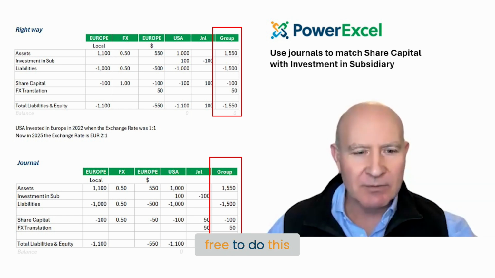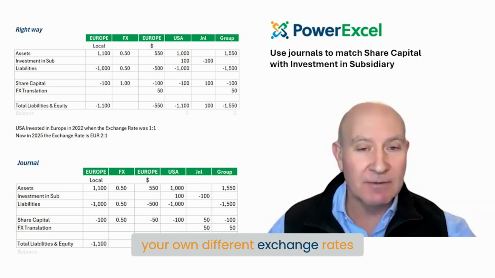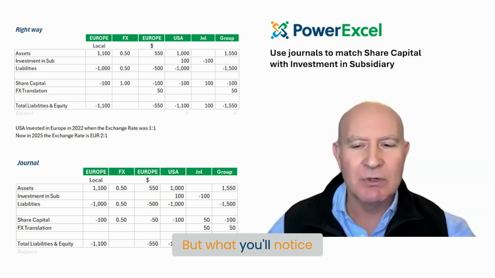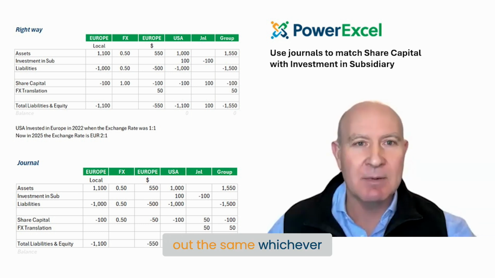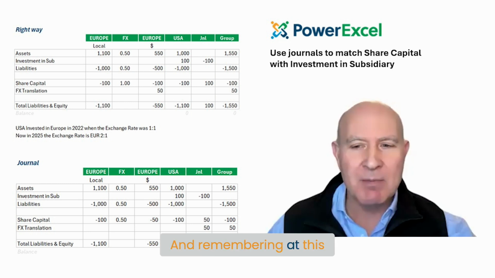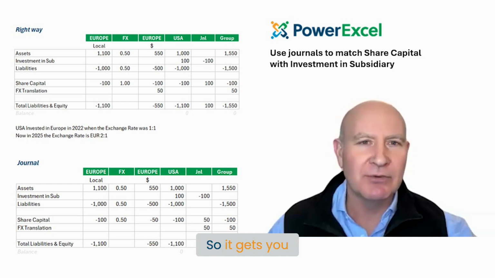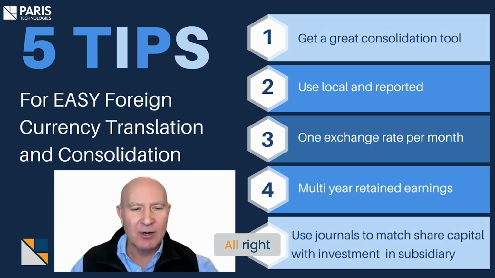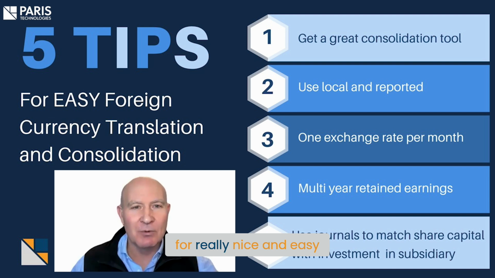Please feel free to do this at home and try your own different exchange rates, different investments and things like that. But what you'll notice is that it comes out the same, whichever way you do it. And remembering at this translation level, you're always going to be reporting at this group level. So it gets you there, and it gets you there nice and easy and simple. All right, so that's it. That's my 5 tips for really nice and easy, simple foreign currency translation and group consolidation.